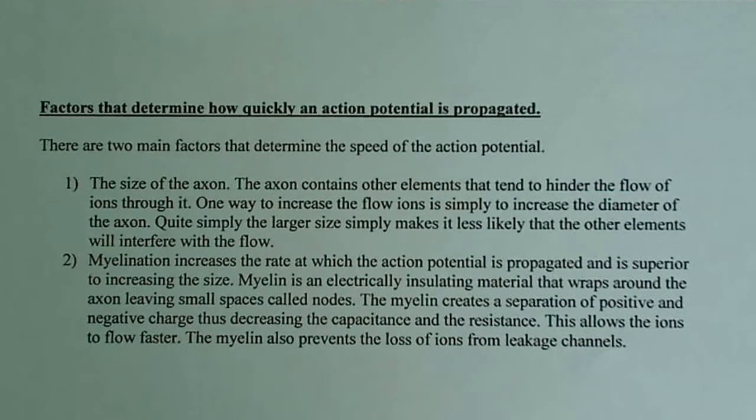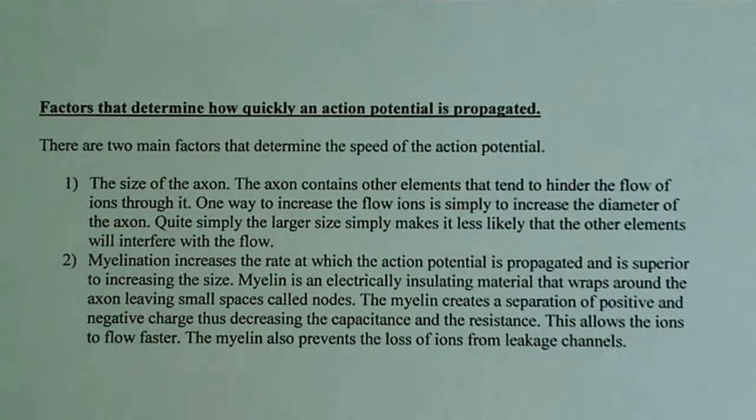And the first one is the size of the axon. And what I mean by the size of the axon is the diameter. So the axon contains other elements in it that tend to hinder the flow of ions through it. And one way to speed up the flow of ions is to simply increase the diameter of the axon. So quite simply, the larger size makes it less likely that the other elements will interfere with the flow. So that's one way. We can prevent the elements from interfering with the flow by simply increasing diameter.